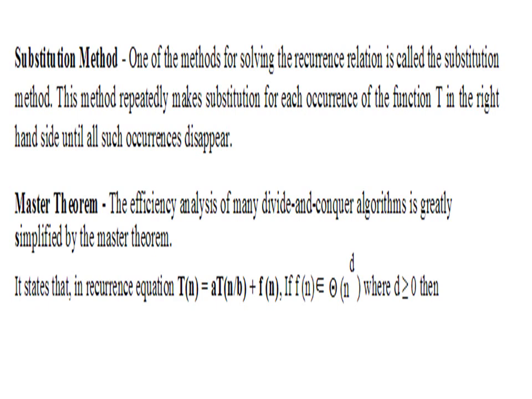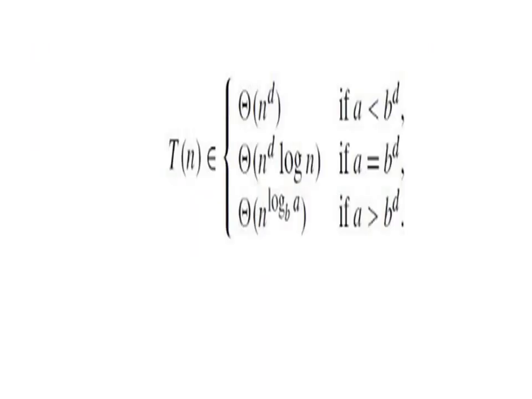What does the master theorem say? Based on the values of a, b and d, if a is less than b to the power d, then the total computing time of the problem is approximated to big theta of n to the power d. We have to keep this in mind. We have to remember these three conditions. So if a is less than b to the power d, then the time complexity is big theta of n to the power d.